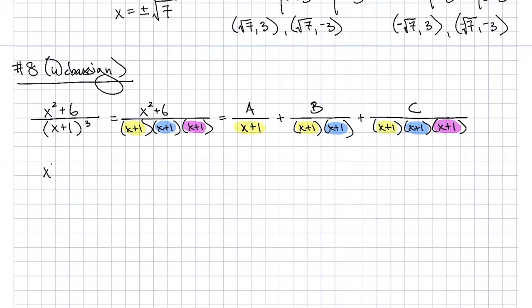So let's write out, if we want to match our denominators, what do we need to multiply the first fraction by?